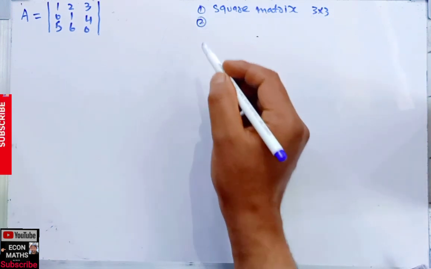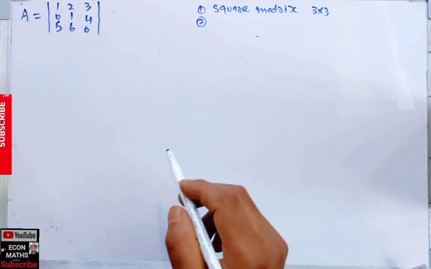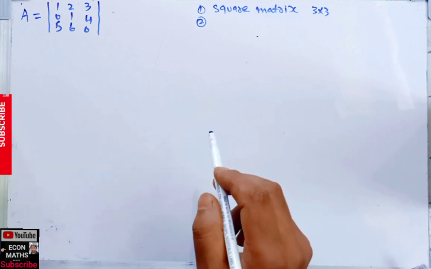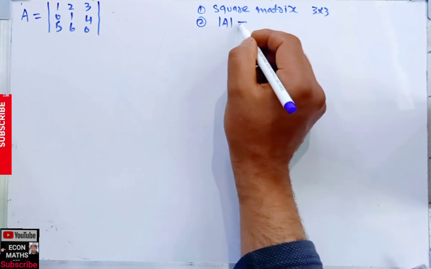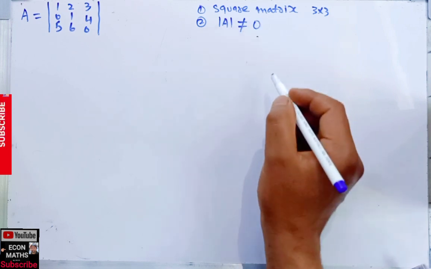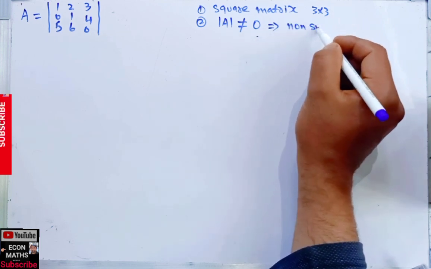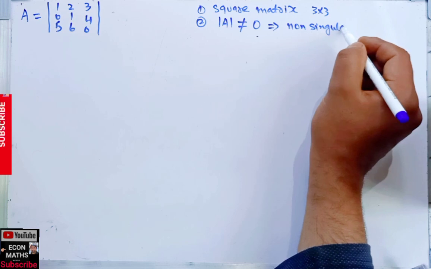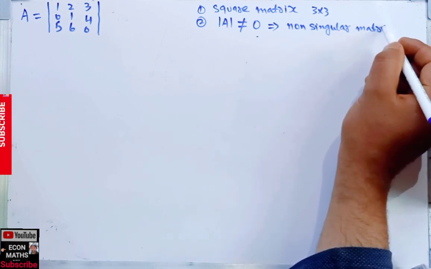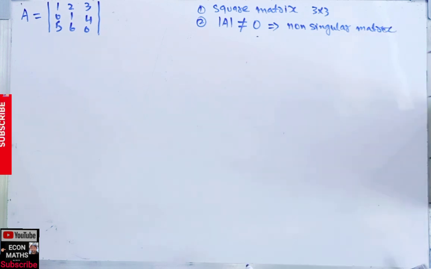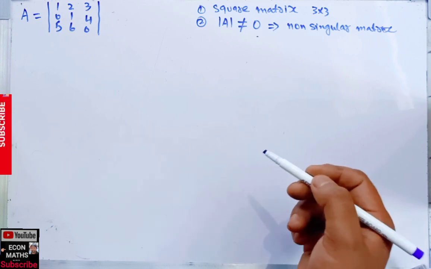The second condition is that the determinant of the given matrix must not be equal to 0, which implies it must be a non-singular matrix. That is, we can find an inverse only for a non-singular matrix.